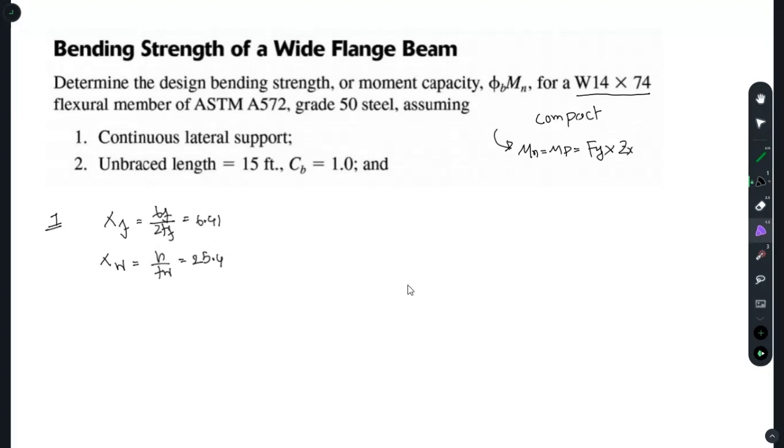The limit value, that is lambda p, the slenderness limit of the flange at the plastic point, has a formula: 0.38 root over E over Fy, or 65 over root Fy. In this case, the Fy value is 50. So 65 divided by root 50 will generate a value of 9.19, and this value is greater than lambda of the flange. So the flange is compact.